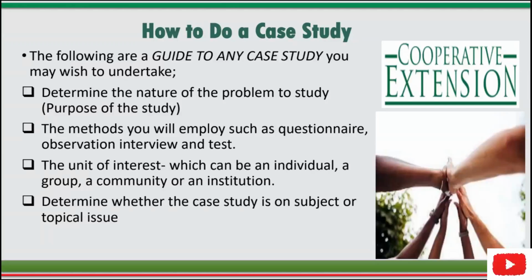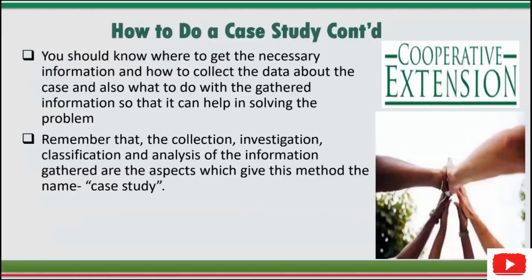The method you will employ: which method will you employ, such as, am I going to use a questionnaire? Am I going to use an observation method? Am I going to use interviews? Am I going to be doing tests in this study? The next is the unit of interest, which can be an individual, a group, a community, or an institution. So are you studying a group? Are you studying a cooperative? Are you studying an individual? Are you studying an institution? Then you move to the next. Determine whether the case study is on subject or topical issues. Okay, now we move to the next.